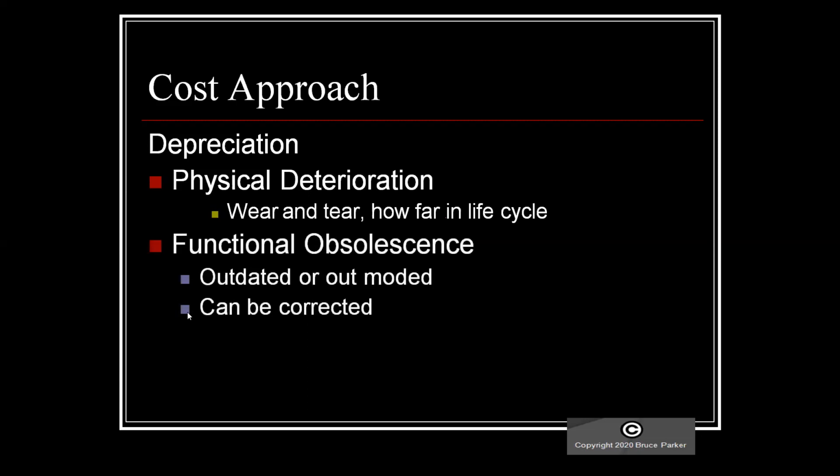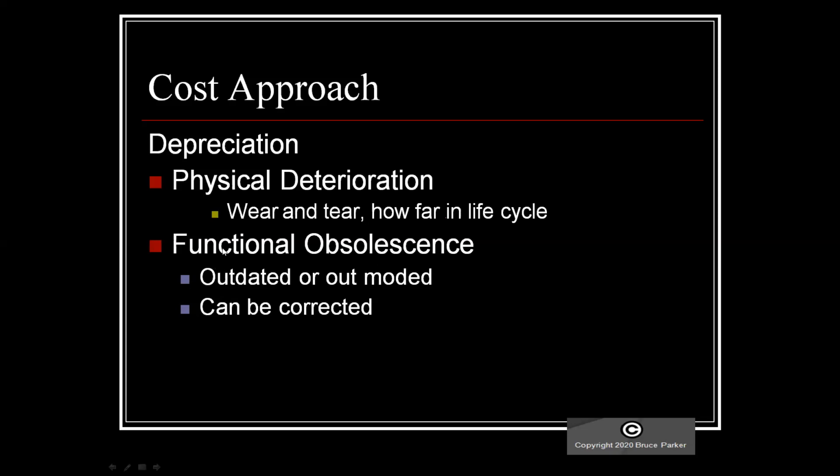The second source of accrued depreciation is functional obsolescence. That's how outdated or outmoded your original building was, because again, your imaginary building is perfect. So in the case of my church, you had to walk up a big set of stairs to get in. There was no handicapped entrance. There was only one bathroom in the church. That's all outdated or outmoded.